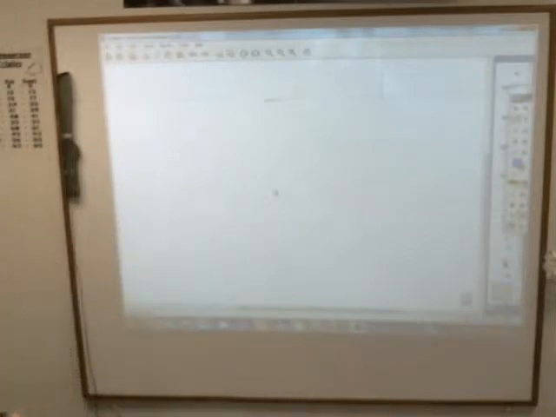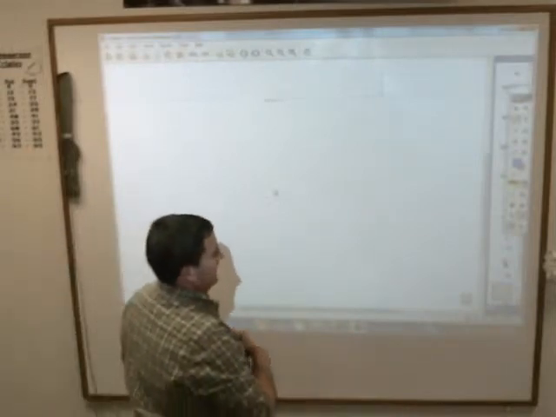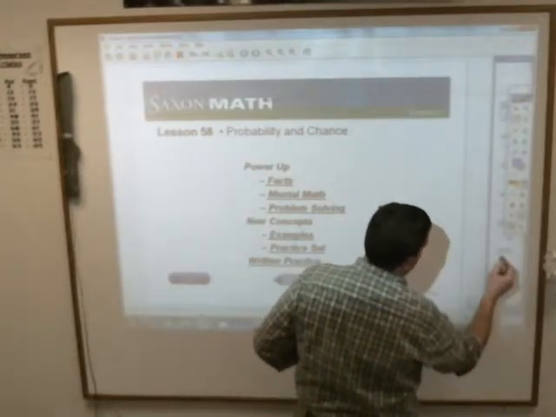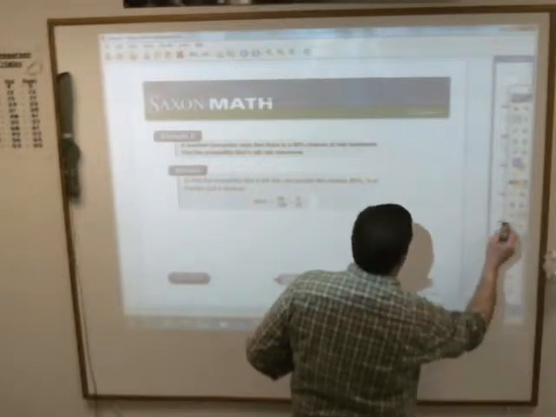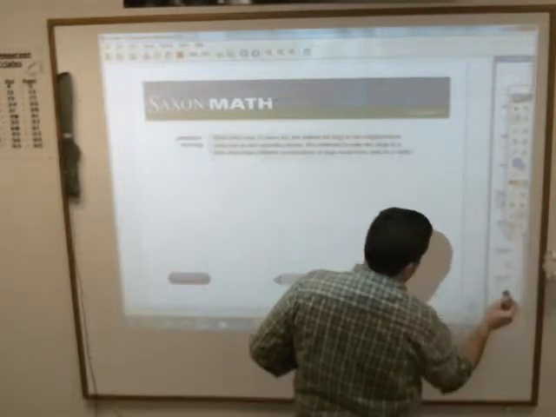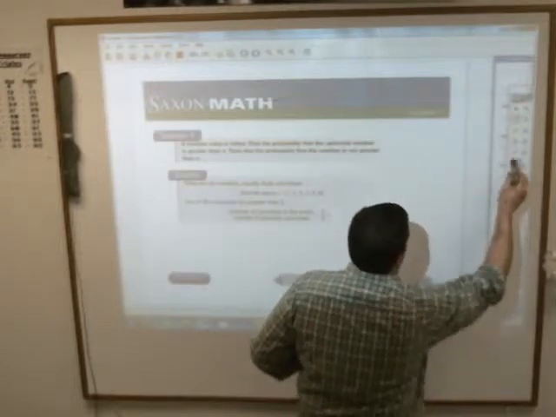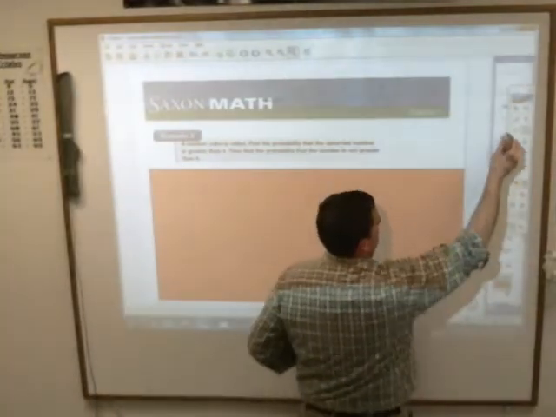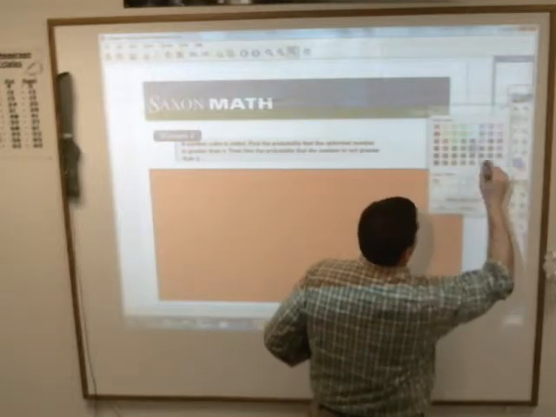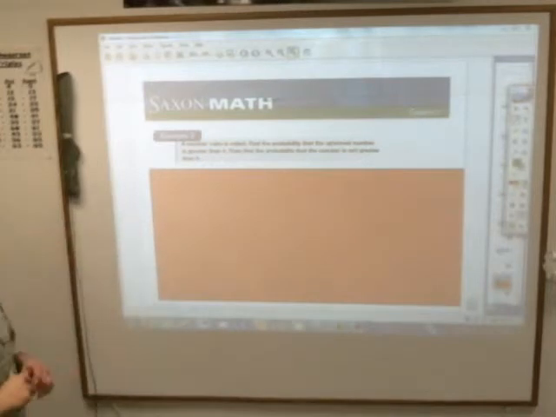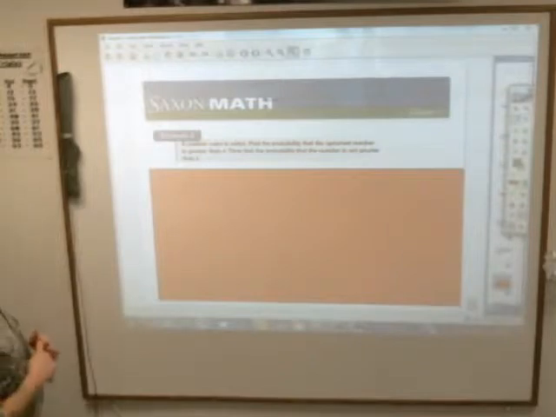I want you to go over an example problem that they have in the book here. I think it's example 3. Ah, there it is right here. Take a look at this one right here. See if we can put this in a little bit of practice. I think it's hard, I've never seen it. The question says, a number cube is rolled, find the probability that the upturned number is greater than 4, and the probability that the number is not greater than 4.